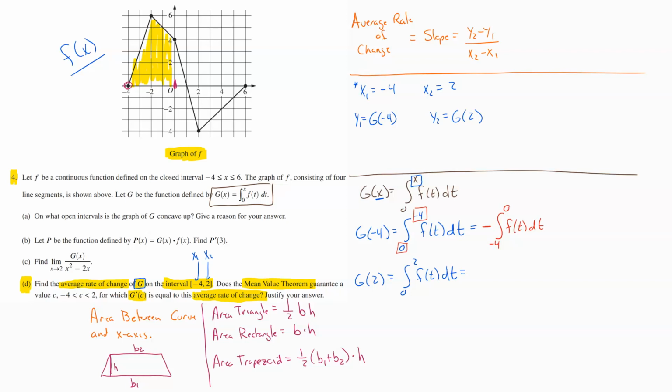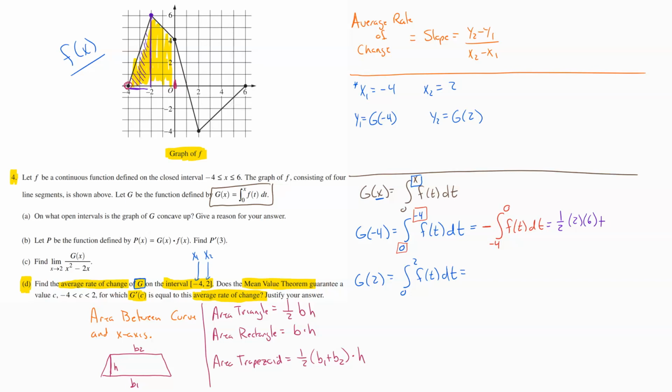From -4 to 0, the first thing I notice about this one is I want to stop it right here at -2, and find the area of the triangle right there. So that piece is 1/2 base times height. The base on this would be 2, and then the height goes all the way up here to 6. And then I'm going to add to that.